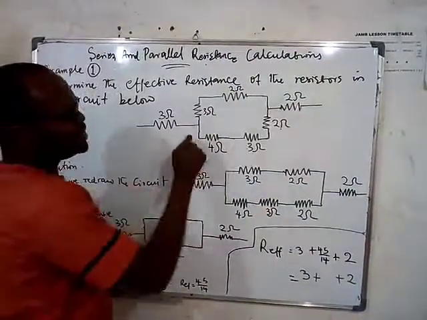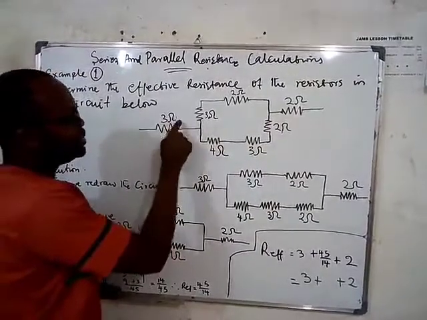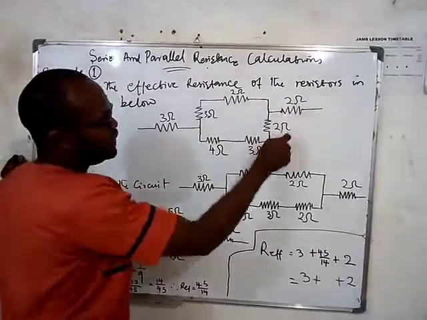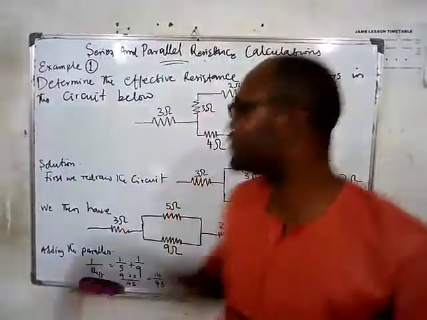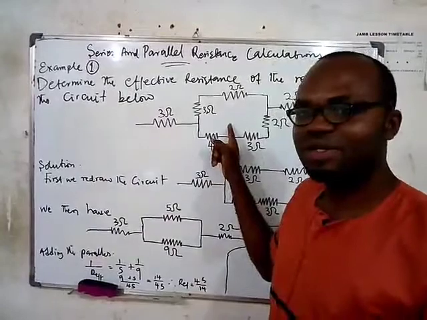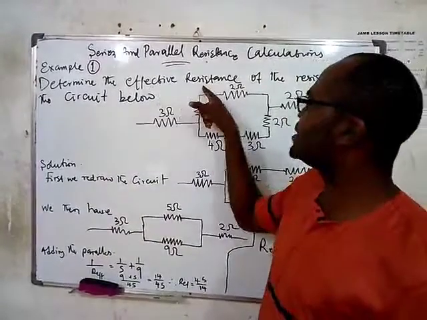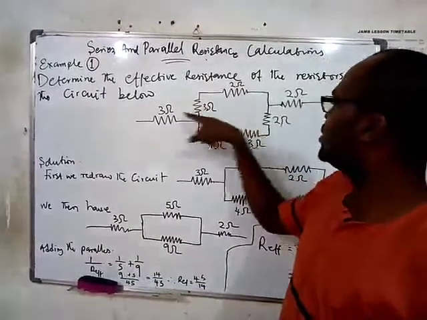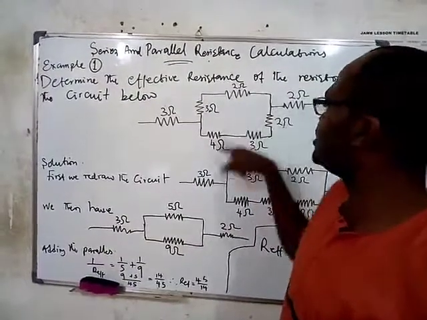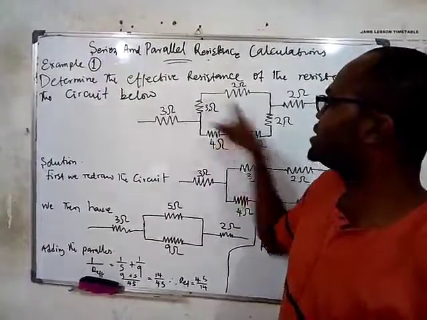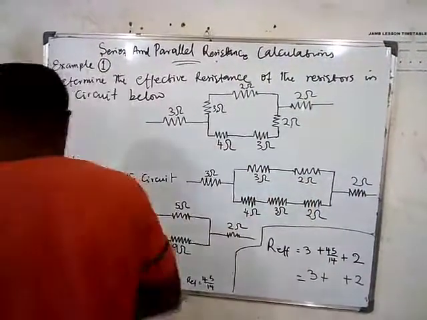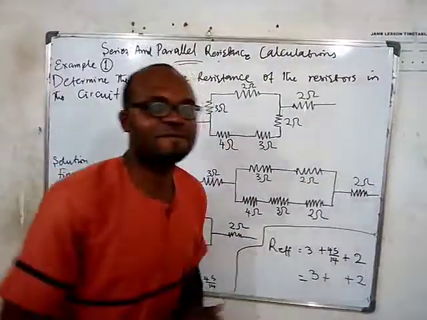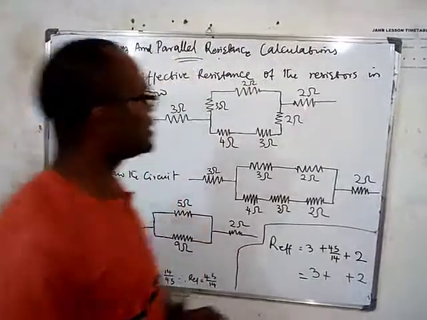Look at this circuit. This circuit has how many resistors? 1, 2, 3, 4, 5, 6, 7. So what is the effective resistance of this circuit? When you are asked the effective resistance, it implies the calculation or the manipulation of all these resistors, all the resistance of these resistors to give us one resultant resistance. So we are going to learn how to do this calculation.